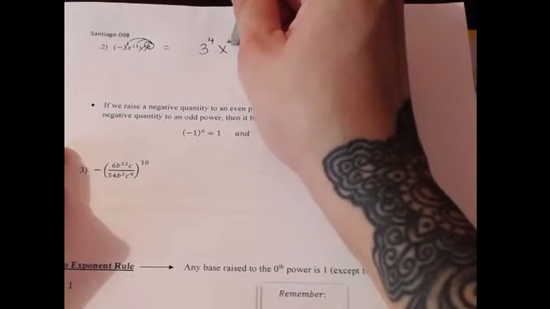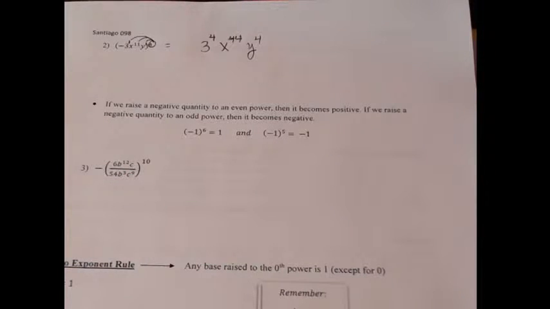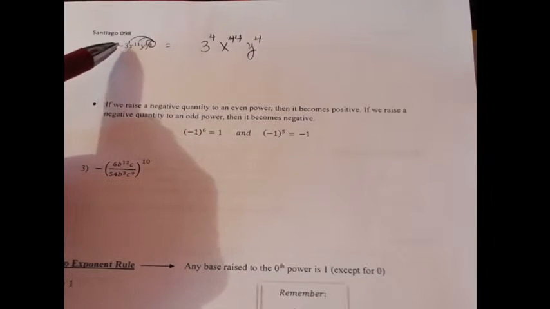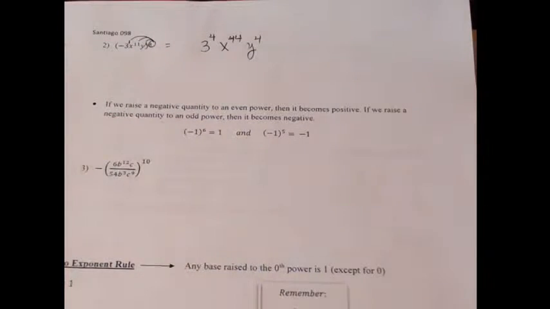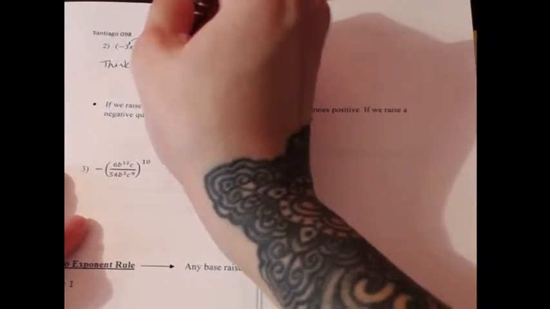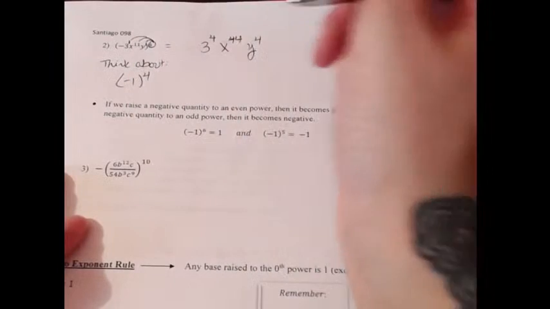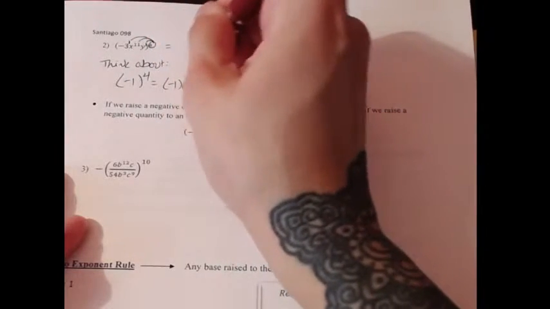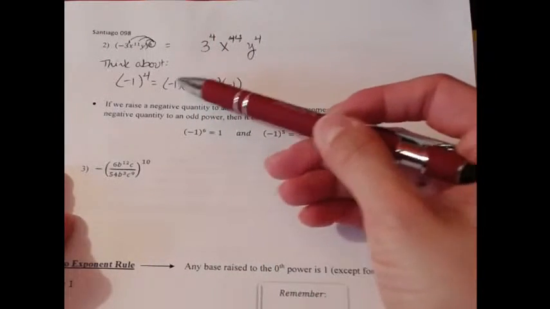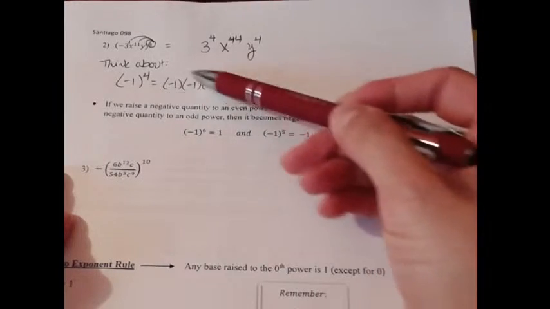Now you're probably wondering, what happened to that negative? Well, I want you to think of this logically. If I took this negative expression and raised it to the 4th power, would that be a positive or a negative? Let's think about that for a second. What if you have negative 1 and you raise it to the 4th power? Well, that's the same as a negative 1 times a negative 1 times a negative 1 times a negative 1, right? Every pair of negatives becomes a positive. So this becomes a positive 1.